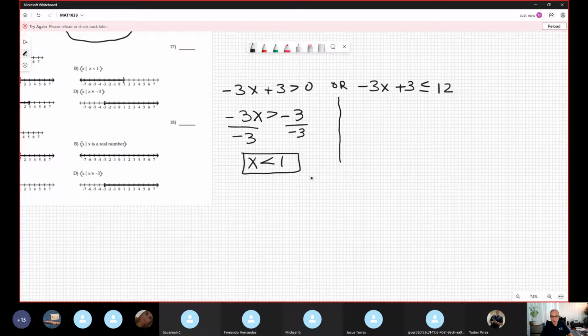Okay, and the second is minus 3x less than or equal to 12 minus 3. Okay, 9. When you divide by negative 3, because the goal, remember, is to isolate the x positive, not negative. I don't care about negative x, I care about positive x. So we have x is greater than or equal to minus 3.